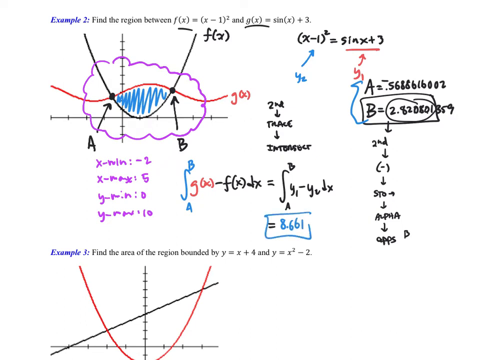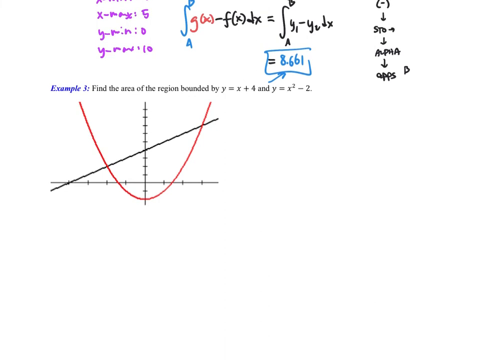And boom, I get an area between the two of 8.661. Now, if you were to terminate these, that's poorly drawn, but let's say you went to 3 decimal places and just used those values. Your answer, if you rounded an intermediate step, may come out slightly different than what it actually is. Okay, let's continue on to example 3, very similar.